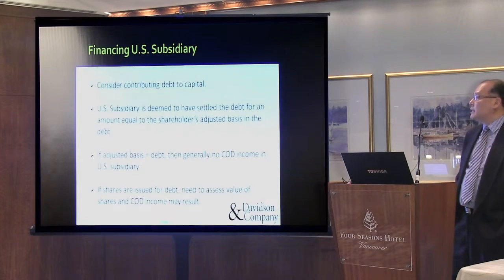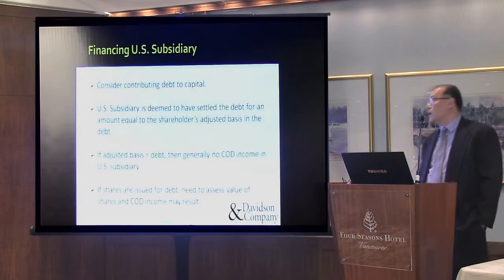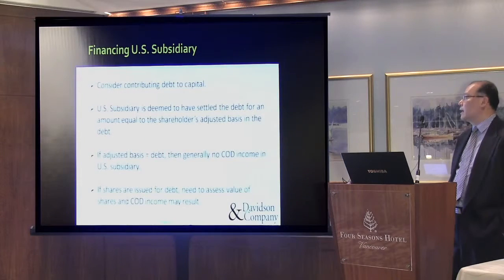And what happens in that scenario for U.S. tax is the U.S. sub is deemed to have settled the debt at the amount equal to the Canadian parent's basis in that debt. And normally that basis is the amount of the debt, right? So there is no COD income.